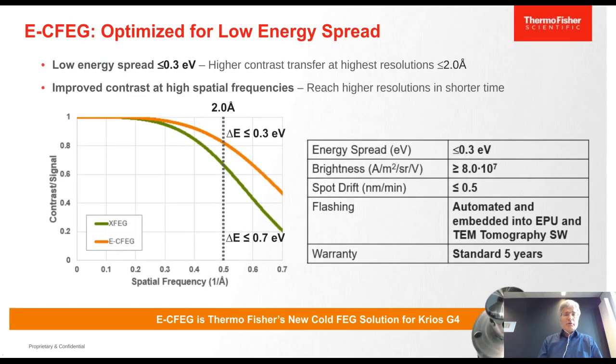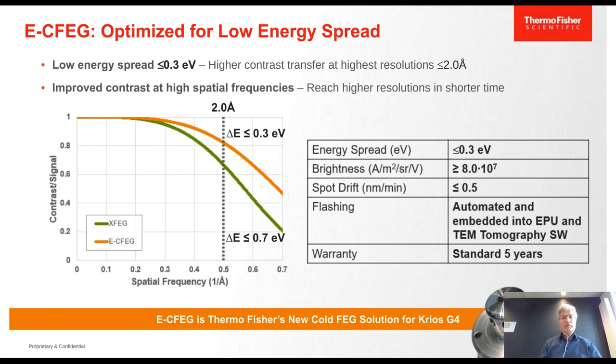And that brings me to the ColdFAC. As I mentioned before, our new ColdFAC is optimized for low energy spread. That's what the E stands for, the ECFAC, or energy spread optimized ColdFAC. And as you can see in this graph, where we have been comparing the ColdFAC behavior versus the classical XFAC behavior, you can really see that the energy spread has significantly been improved. Our official specification here is less than 0.3 electron volts compared to the XFAC, the high brightness XFAC, which was the standard FAC on our Krios and Glacios, that has an energy spread of 0.7 eV.